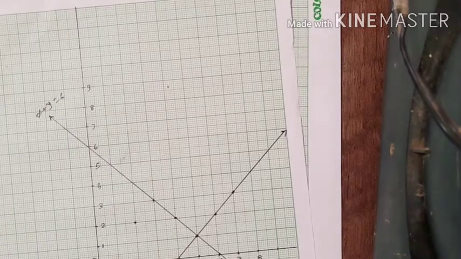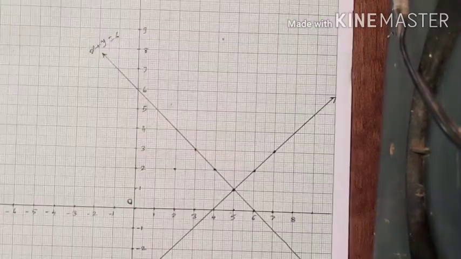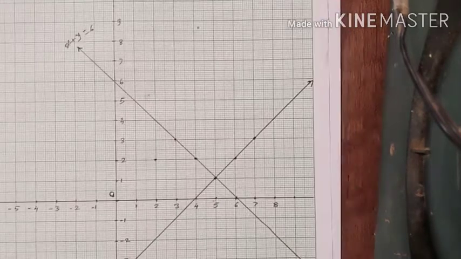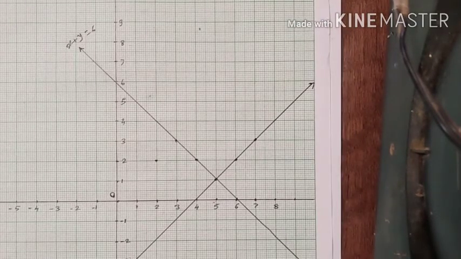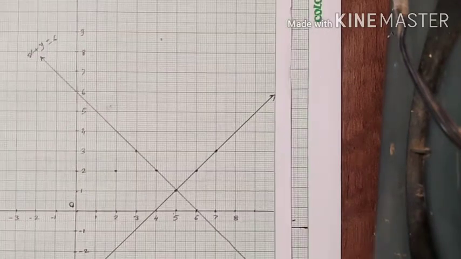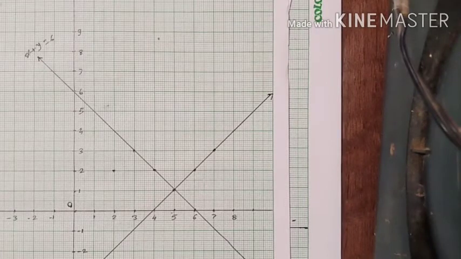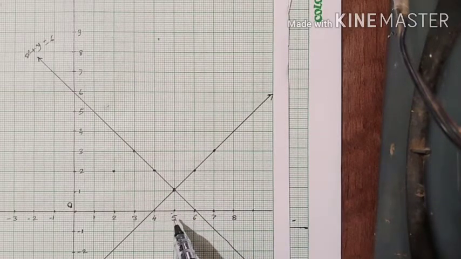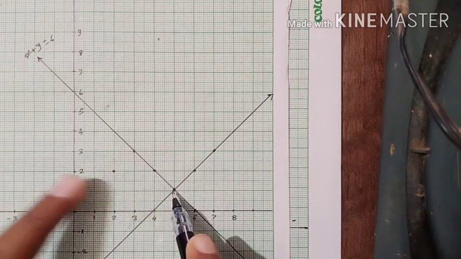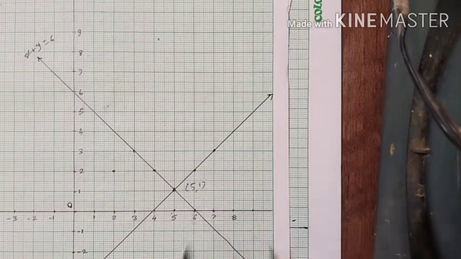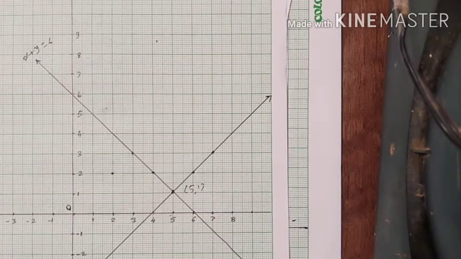And what will be the solution of this equation? How to find the solution of this equation? The point where these two lines intersect each other. Where do they intersect? Here. They intersect each other. It is a point. And what are the coordinates of this point? 5, 1. Therefore, I will write here 5, 1. It is the point of intersection of these two lines.